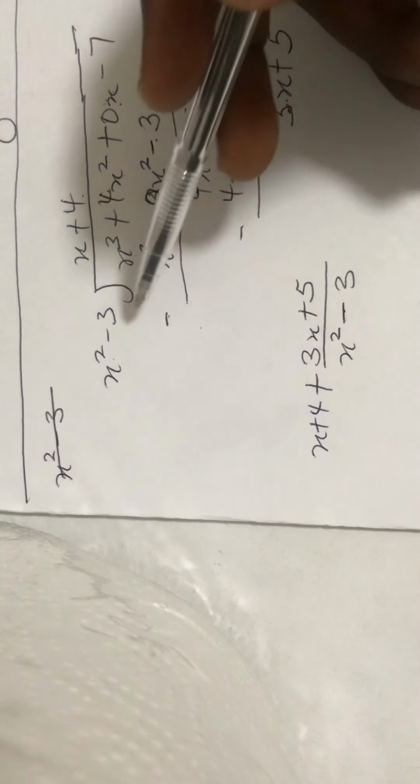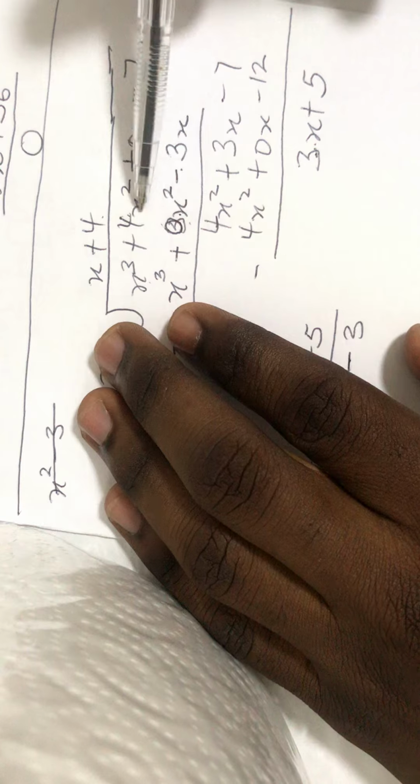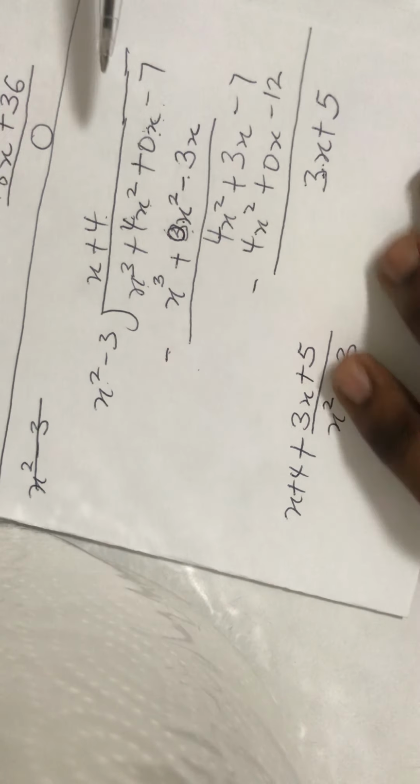So this one, you should be careful about putting the like terms together, the powers of x coming down, and so on. So let's take another example for division of polynomials.